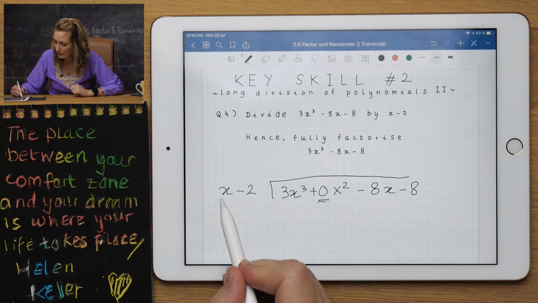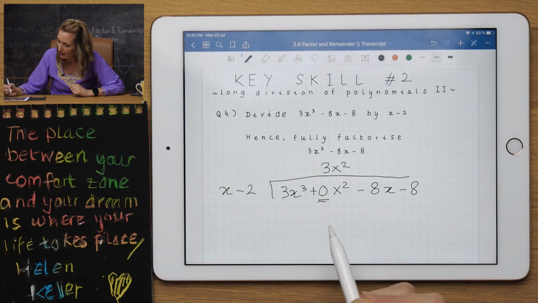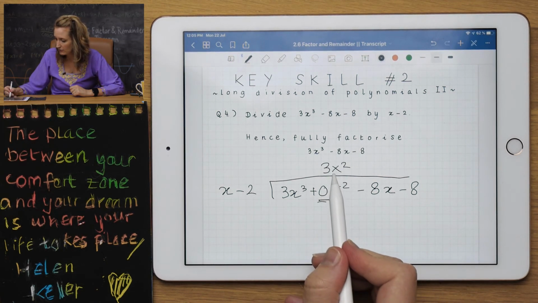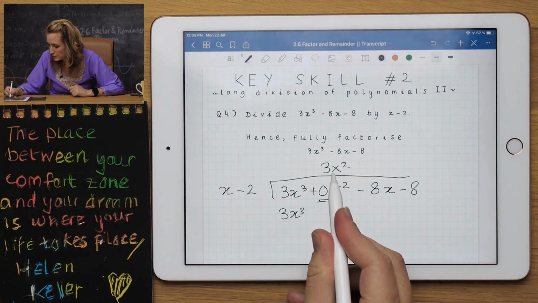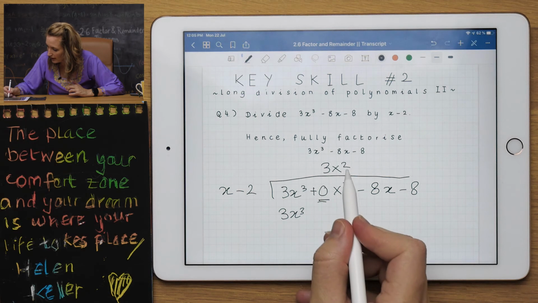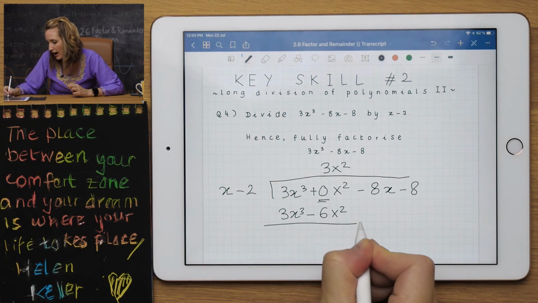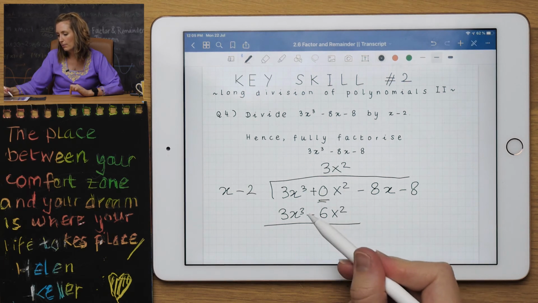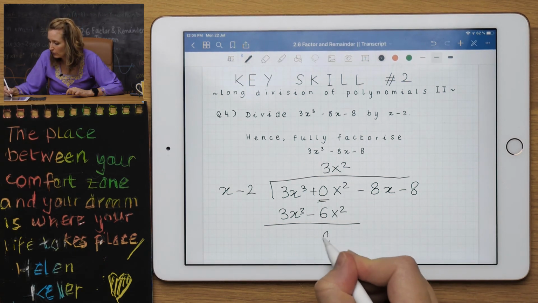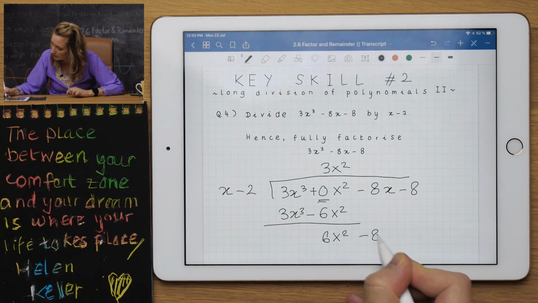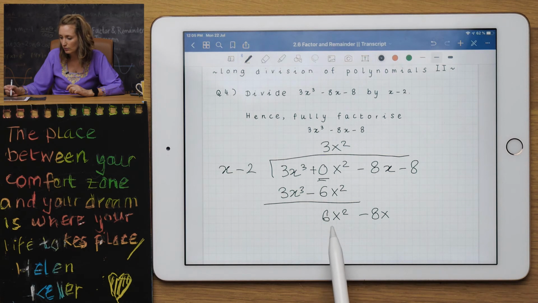3x cubed divided by x would be 3x squared. Multiply. X times 3x squared is 3x cubed. Minus 2 times 3x squared is minus 6x squared. Subtract. So 0 minus 6x squared, or 0x squared, would be 6x squared. Drag down the minus 8. Again, continue like normal now.